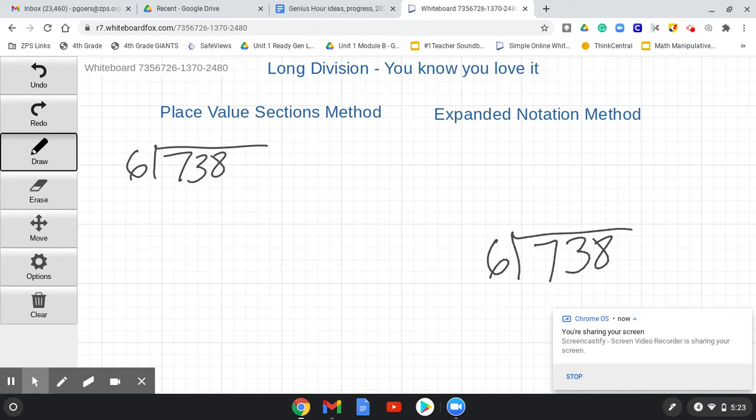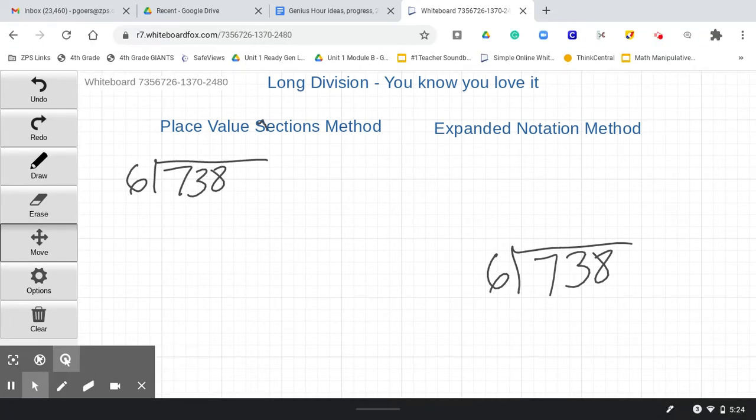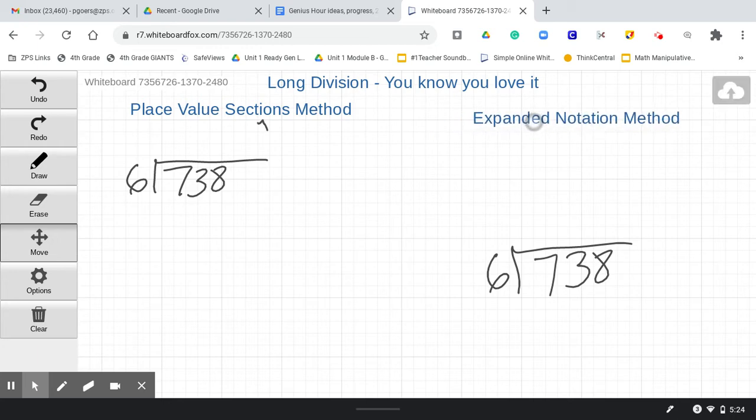Okay, folks, today we are doing lesson 2 where we learn 2 new methods for long division. The first one is the place value sections method here. That's what we're going to be starting with over on the left. And the other one is the expanded notation method. That's what we'll be doing on the right. Now you can see that I've written both problems. They're the same problem. We're going to do it both at the same time.